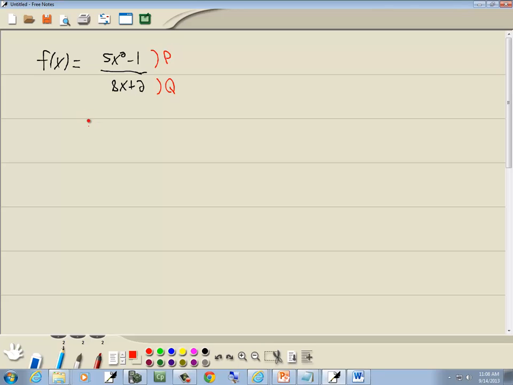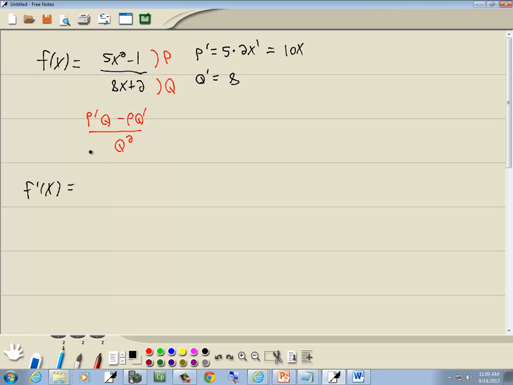We've got a formula for this. It says p prime q minus p q prime over q squared. We have the p and q, we just need p prime and q prime. So p prime: 5x squared minus 1, the 5 just stays out in front. Take your power, put it out in front, lower it by 1. The minus 1, the derivative of that is 0, so that gives us 10x. Now for q prime, the derivative of 8x plus 2 is 8.